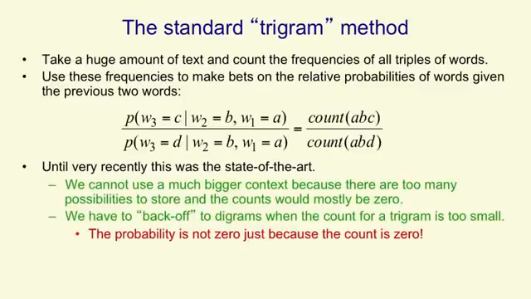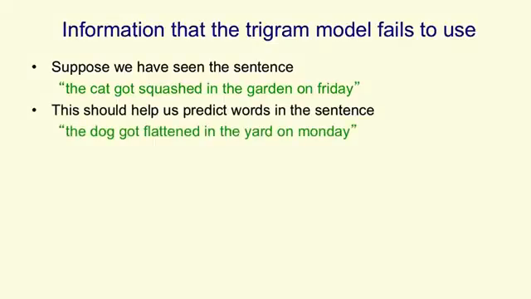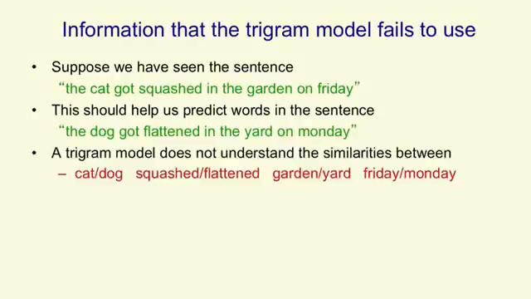That's clearly not true. Now, the trigram model fails to use a lot of obvious information that will help you predict the next word. Suppose, for example, you have seen the sentence, "The cat got squashed in the garden on Friday." That should help you predict the words in the sentence, "The dog got flattened in the yard on Monday." In particular, the trigram model doesn't understand the similarities between words, like cat and dog, or squashed and flattened, or garden and yard, or Friday and Monday. So it can't use past experience with one of those words to help it with the other one.